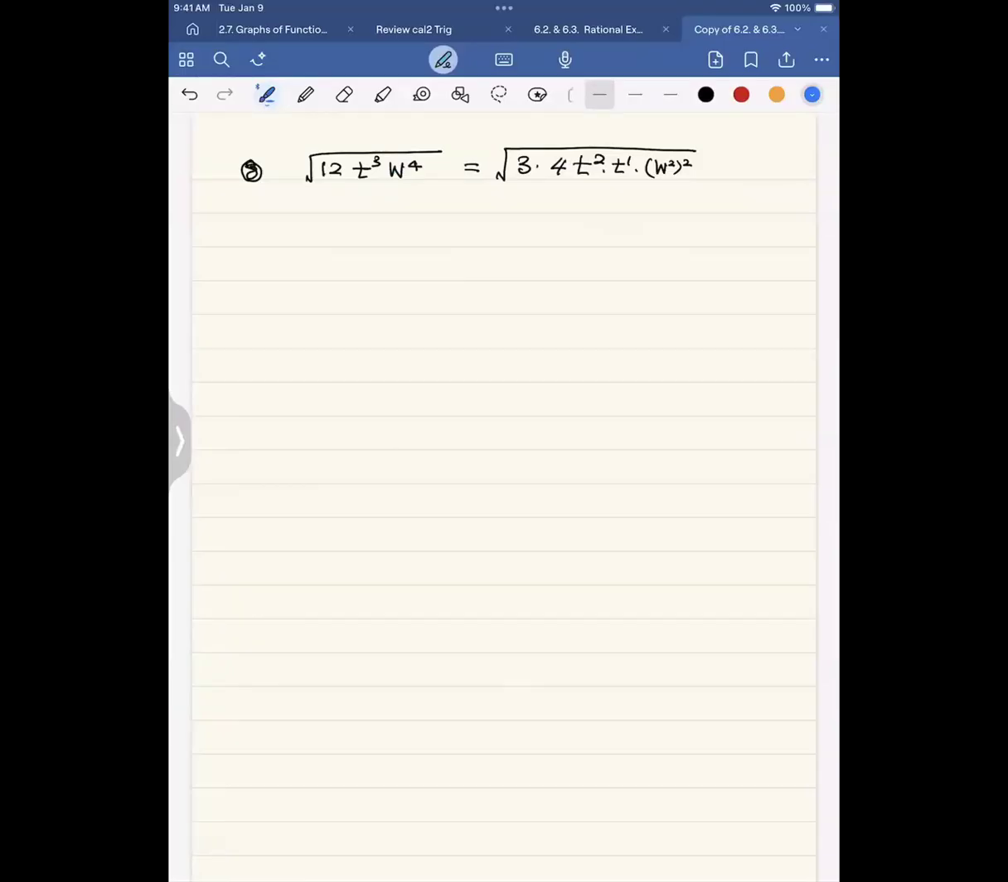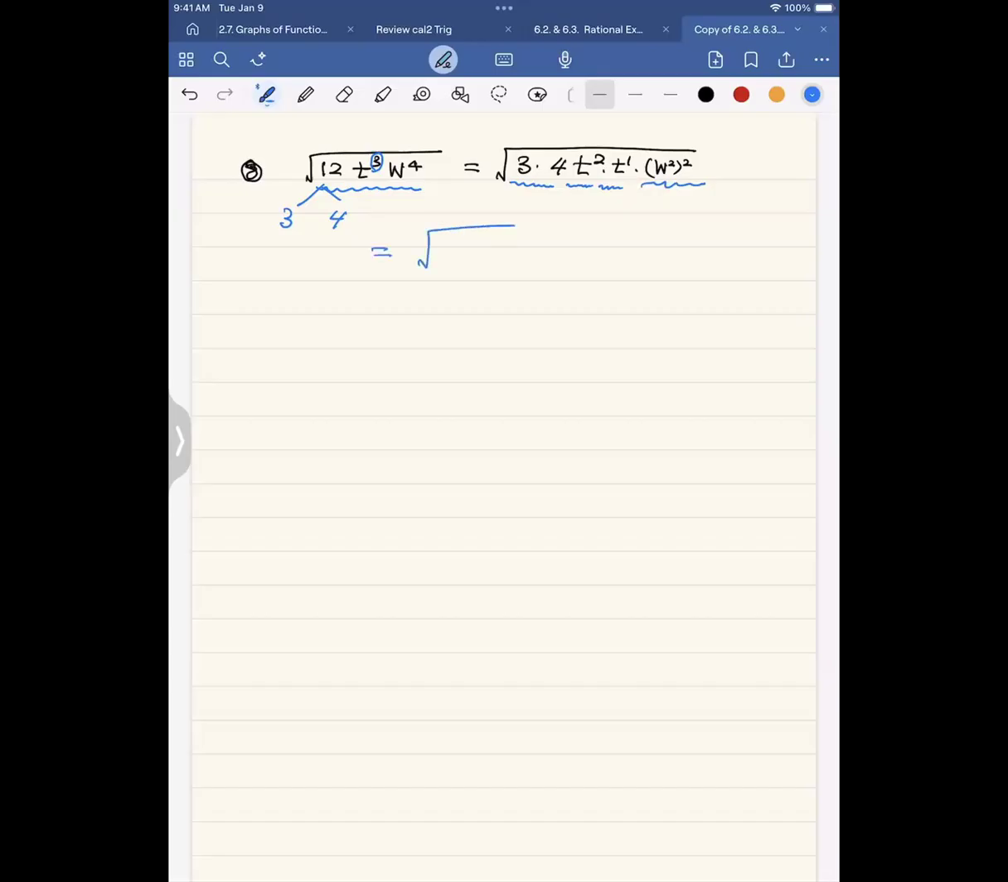Next problem is square root of 12 times t cubed times w to the 4th power. Again, for the number, we have to factor. That's 3 times 4. That's written here. And the largest even number power plus 1. So t cubed, we can rewrite it as t squared times t to the 1 power. w to the 4th power can be written as w squared squared.